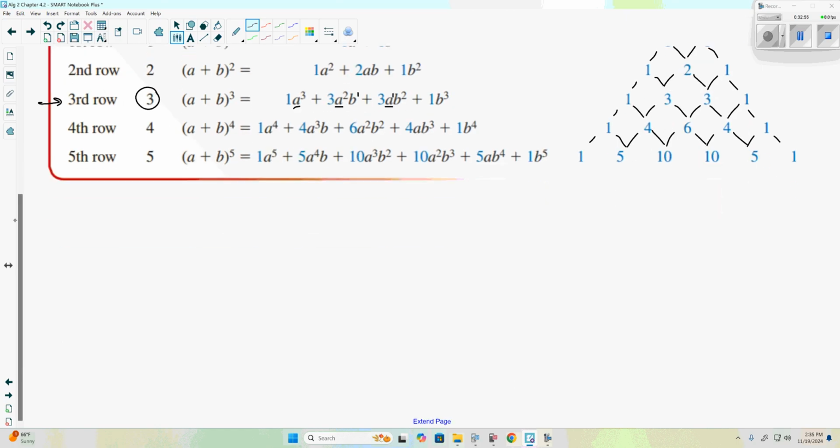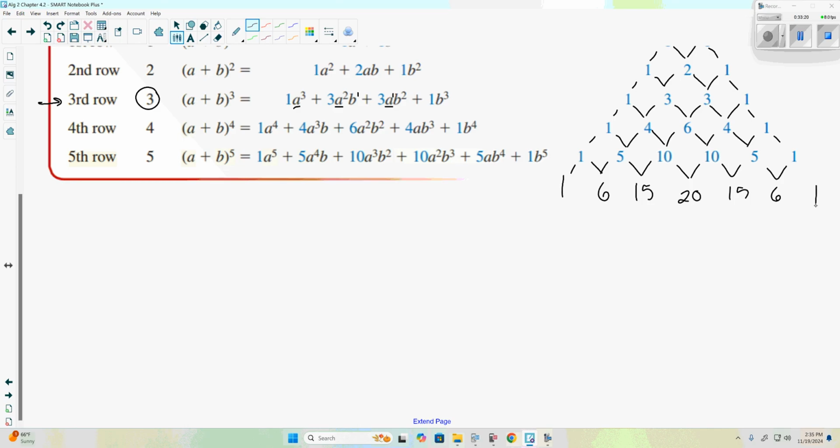Now, if we wanted to go farther down, well, we'd have 1 to start with. 1 and 5 would give us 6. 5 and 10 would be 15. 10 and 10 is 20. 10 and 5 is 15. 5 and 1 is 6. We get that there. And we could keep going for each successive row.